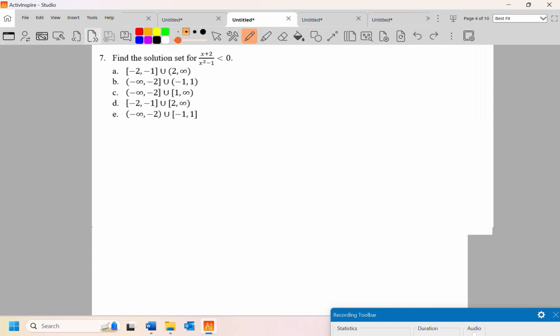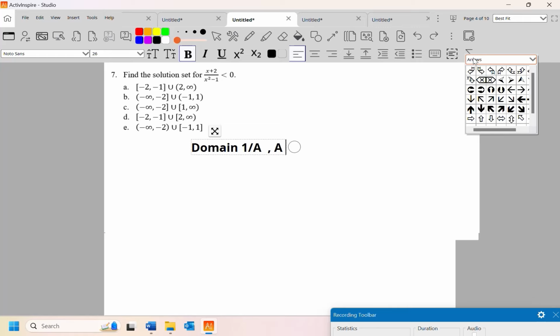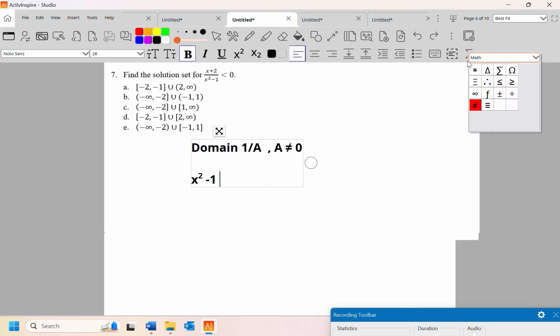All right, find the solution set for this. So this incorporates some stuff that's been in the last several. The first one is the concept of domain. So remember, for the domain of a fraction of 1 over anything, anything cannot be 0. So I know that x squared minus 1 cannot be 0.